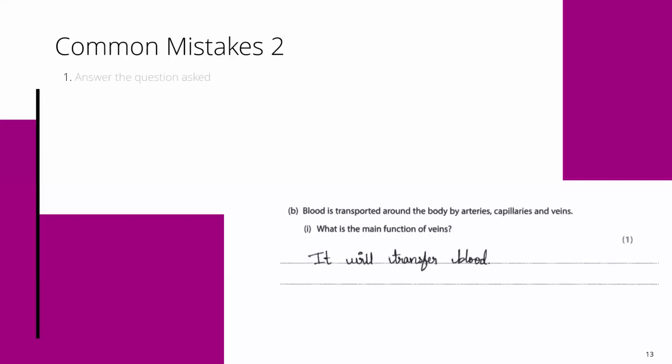And the stem actually tells them blood is transported around the body by arteries, capillaries, and veins. So I've told them that. They've basically told me what I've already told them. I can't give them credit for that. So the message here, and it happens all the time, is please ask students not to repeat the question. Students often start by just repeating the question, and at best it's a waste of time. At worst, they're not going to score anything because of that.